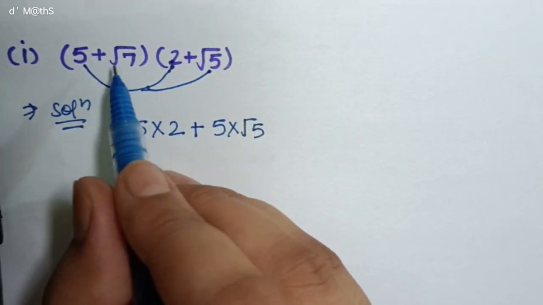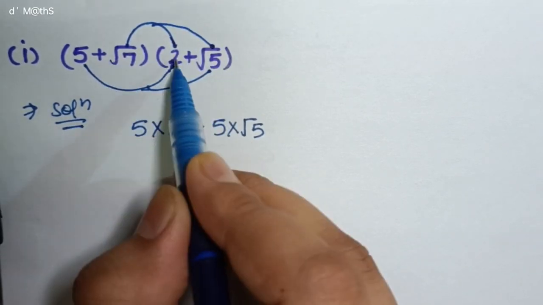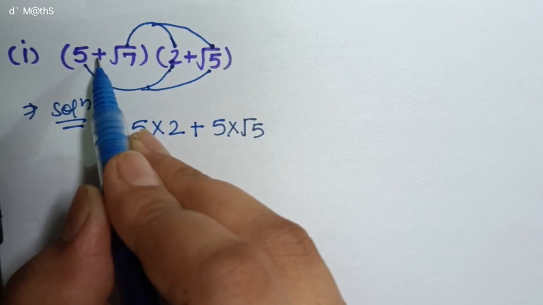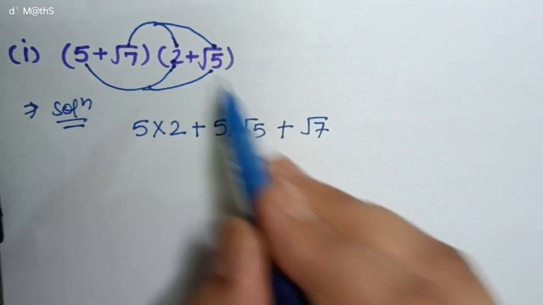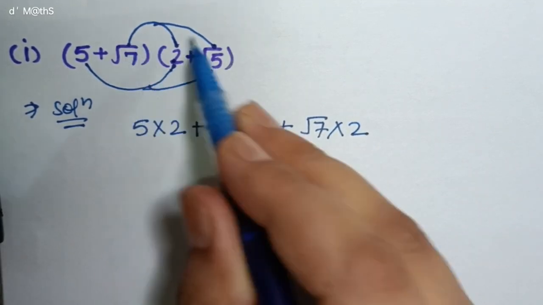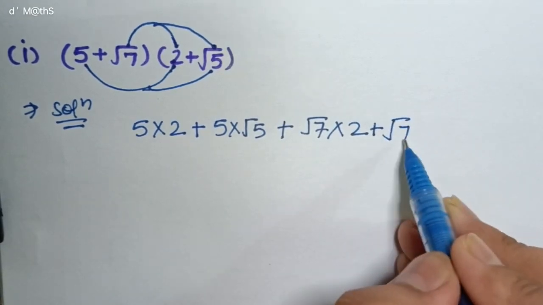Now there is a sign of plus before root 7, so you will write plus root 7 into 2 plus root 7 into 2. Then there is a sign of plus before root 5, so you will write plus root 7 into root 5, okay.